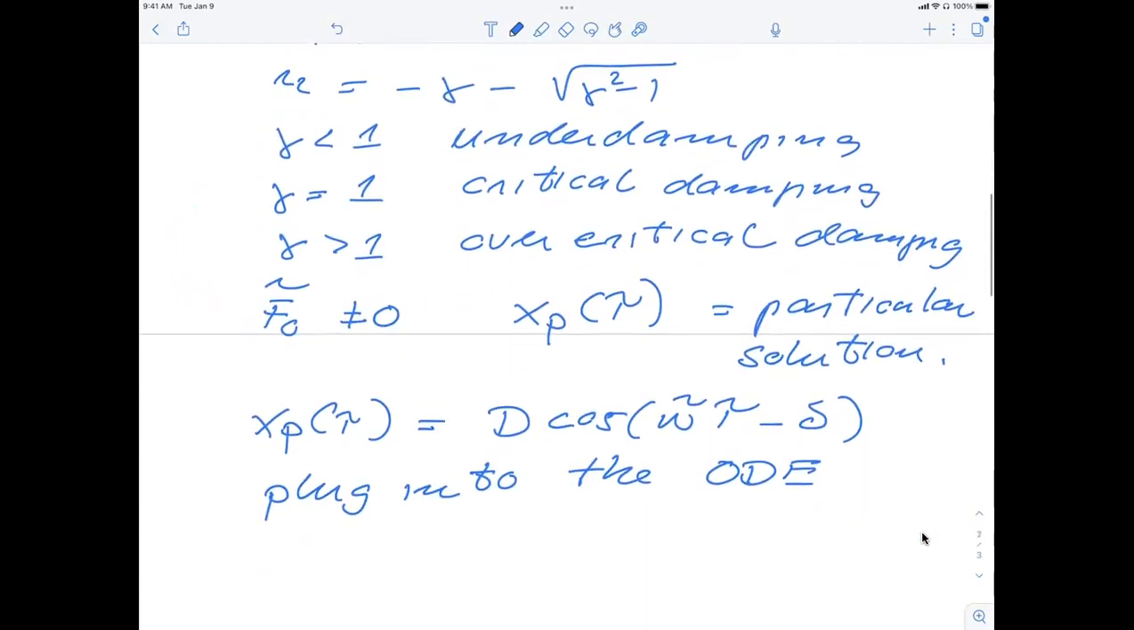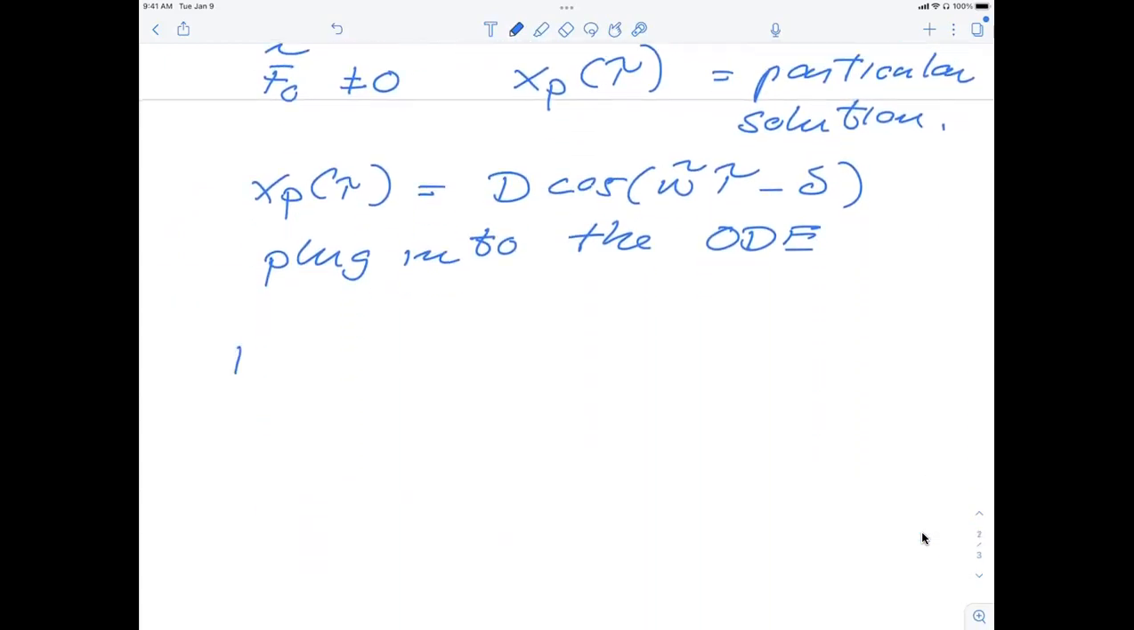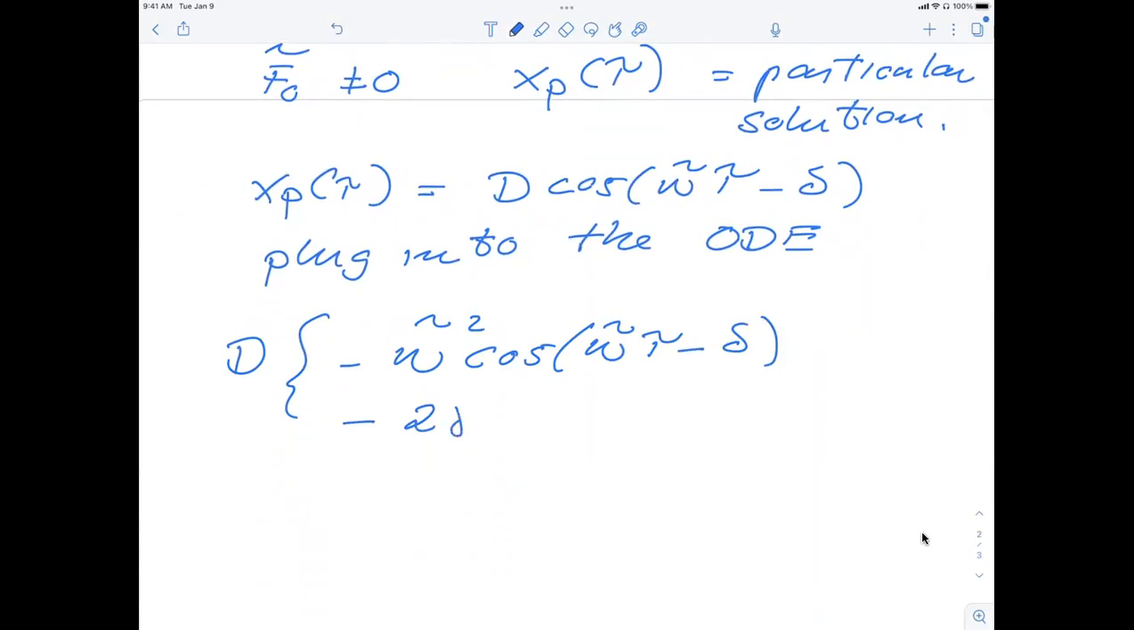When I plug it in, on the left-hand side I get a D. Now we have to be careful with what we're doing. We have a second derivative, so that gives us a cosine. We're plugging in the particular solution, so we have an omega tilde times tau minus delta. I get a minus. This is the first derivative, I have an omega tilde, and this is obviously a sine of omega tilde tau minus delta. And then I get a plus cosine.